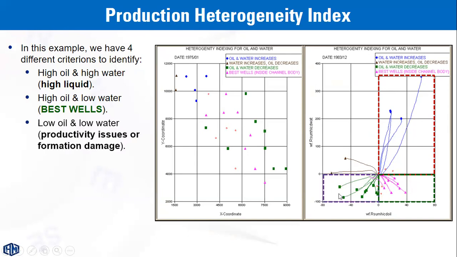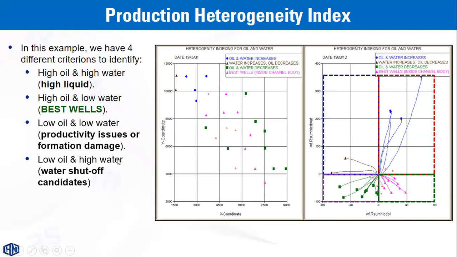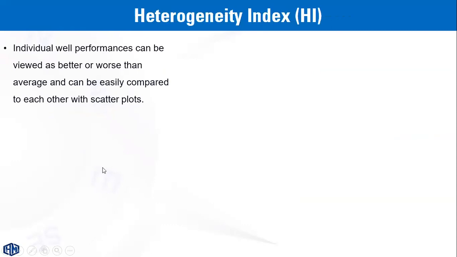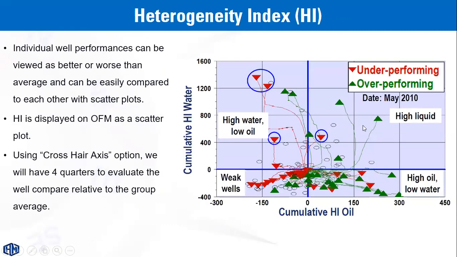But the group of wells in this part of the plot have low oil and low water, which means low liquid production. It's typically related to productivity issues or formation damage, so they are good candidates for stimulation or hydraulic fracturing and so on. And these wells have high water and low oil, which means they are candidates for water shut-off operations and so on. This is another powerful feature in OFM.